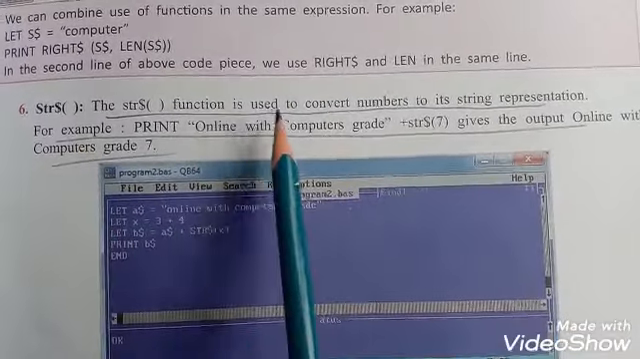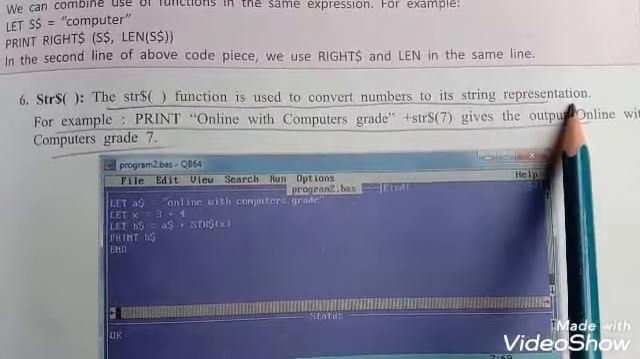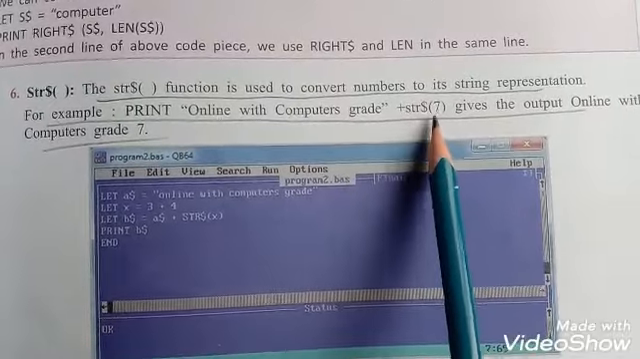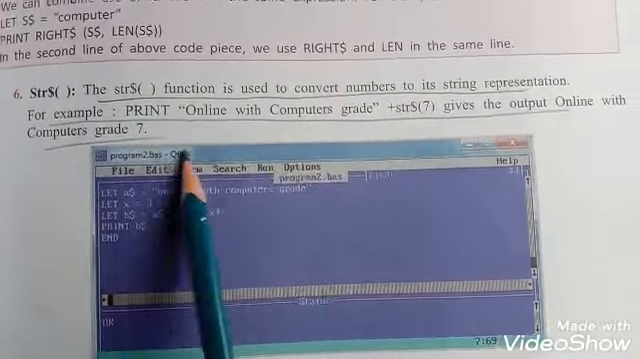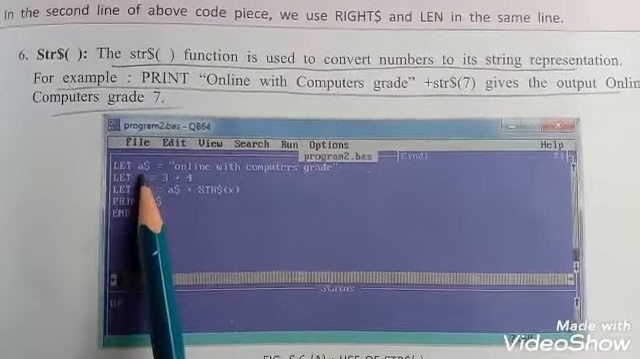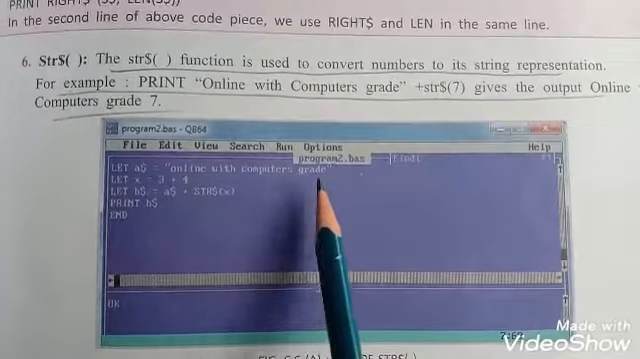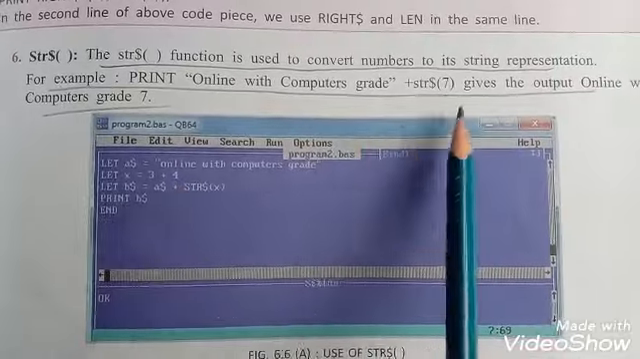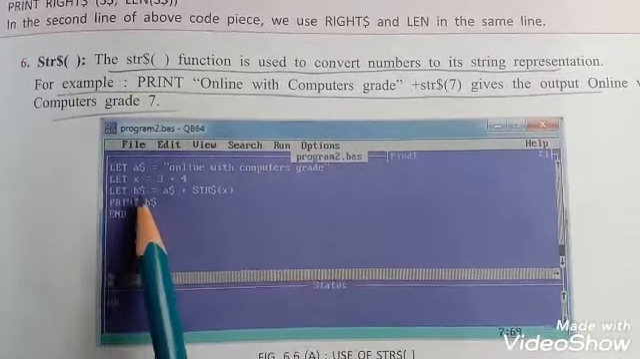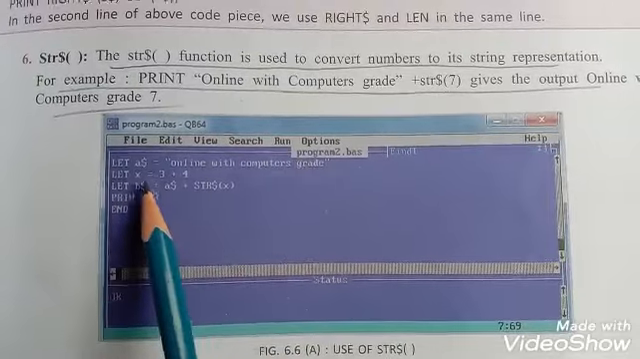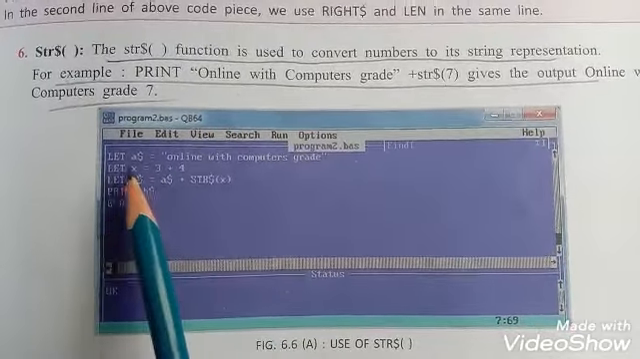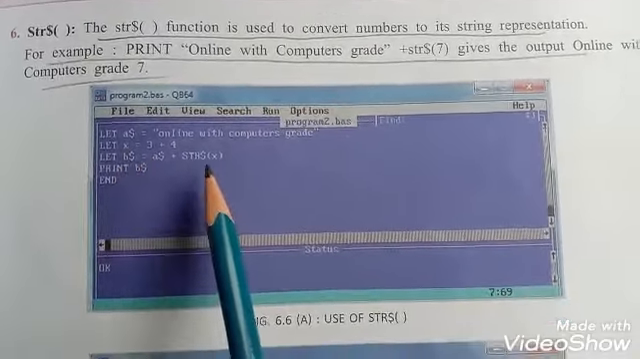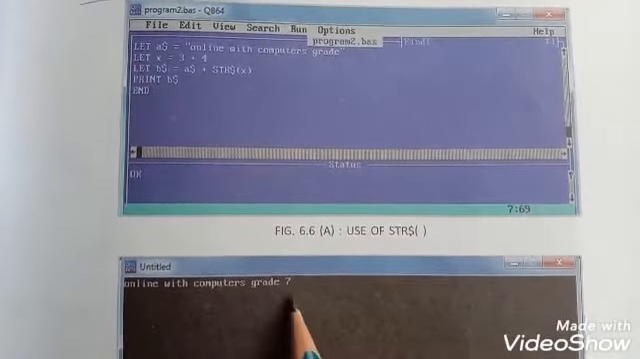String function. The string function is used to convert a number to its string representation. Online with computers plus string 7th gives the output online with computers grade 7th. Let x is equal to 3 plus 4 is equal to 7. Apply operation. Online with computers plus string x will display the output online with computers grade 7.